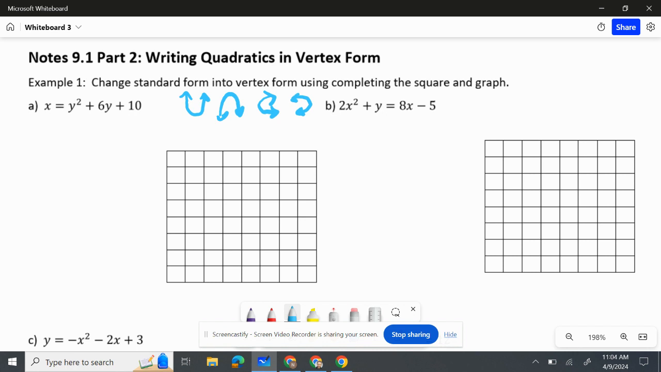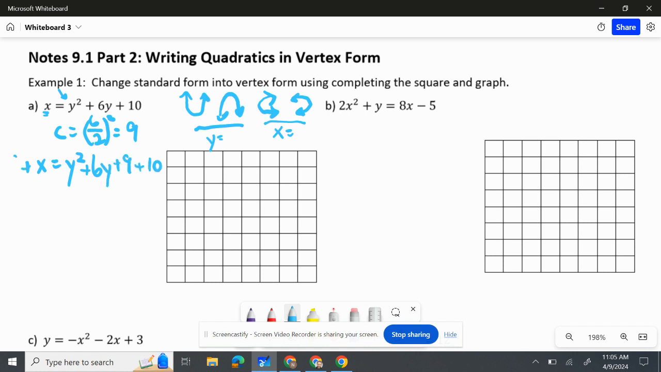How we determine if it's right or left is whenever it's x equals. How we determine if it's up or down is whenever it's y equals. So in this case, it's x equals. Our first step, since our a value is 1, is to find the new c value. So 6 divided by 2 squared, and that gives us 9. So we have x equals y squared plus 6y plus 9 plus 10.